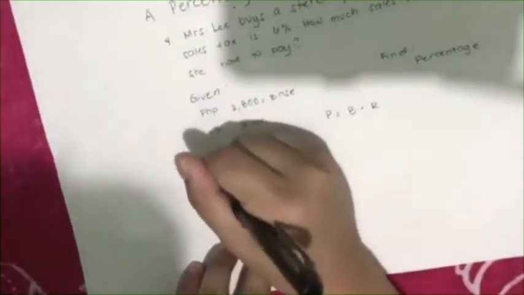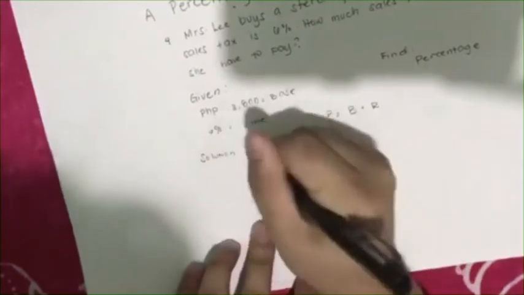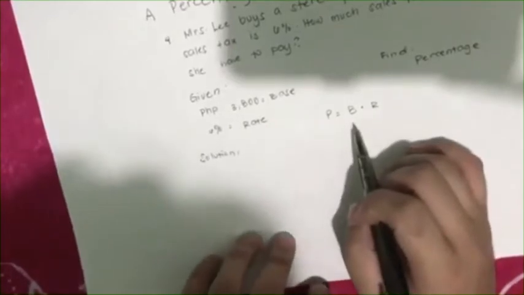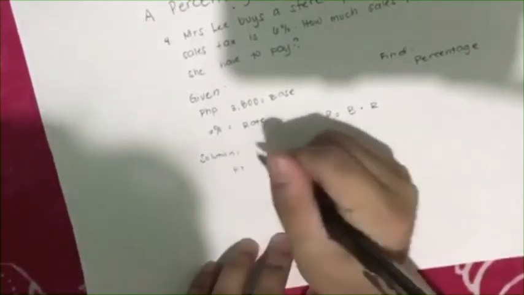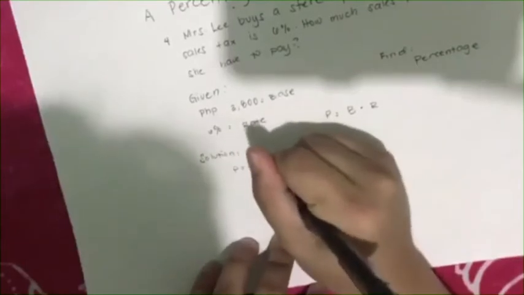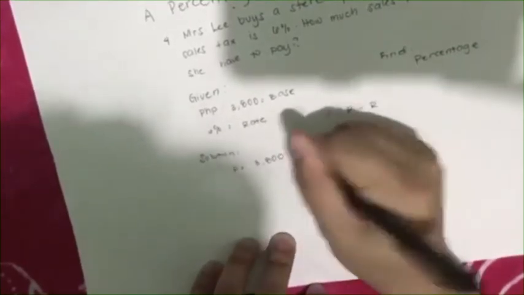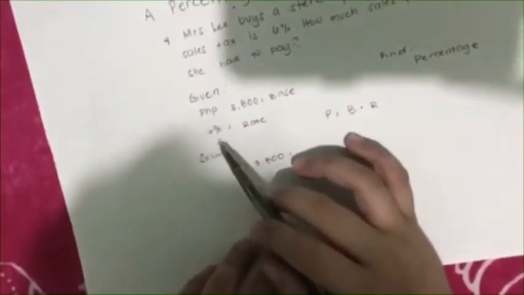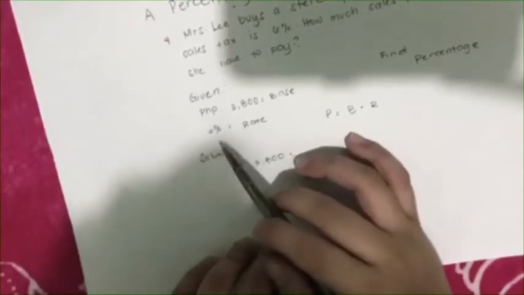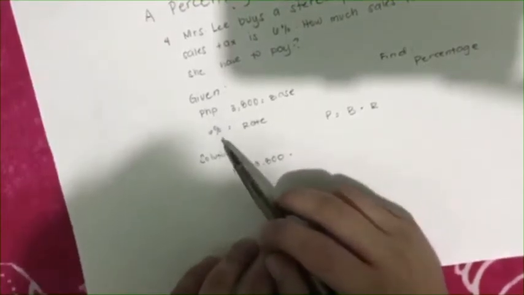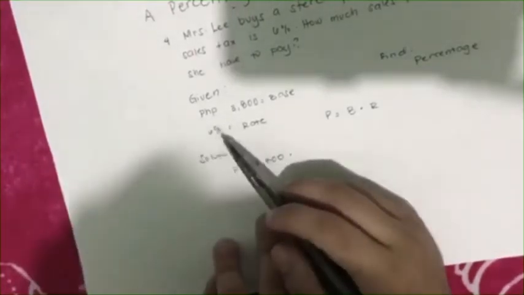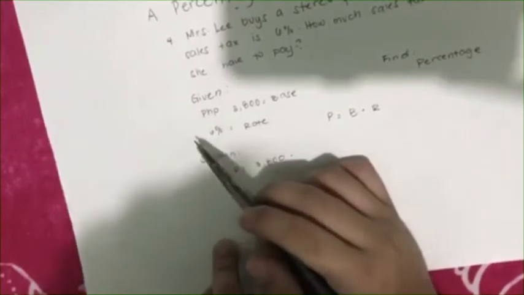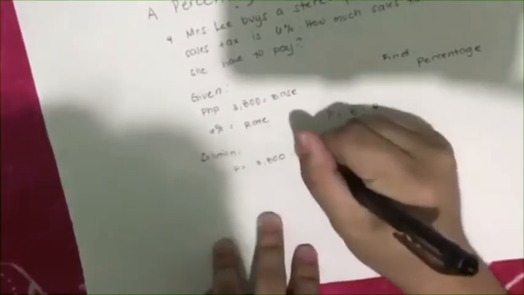So, proceed tayo sa solution. Substitute lang natin sila sa formula. So, meron tayong percentage equals to 3,800 times, para maisama natin ang 6%, kailangan natin siyang gawing decimal form. Para gawin siyang decimal form, we will just have to move 2 steps backwards. So we have 0.06.